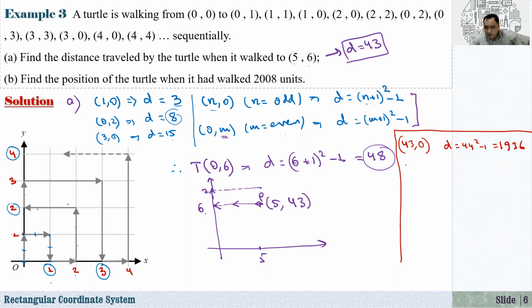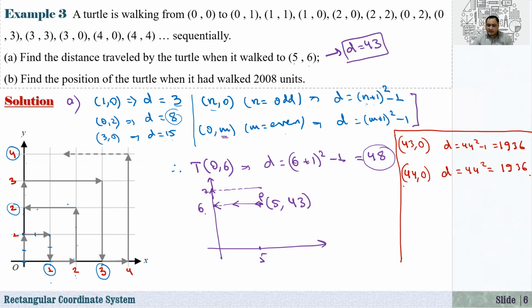And how about if it is at the position of... because now it's at an odd number, right? After an odd number, it moves to an even number. So if it is at (43, 0), that is on the x-axis. On the x-axis, if it is at the odd number, after that it moves along the x-axis to another even number. So it is 44, right? So the distance traveled will be just one more than this. So that's equal to 44 squared, that's equal to 1936. Okay.